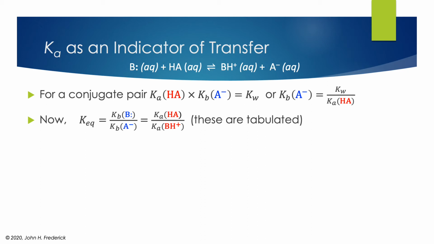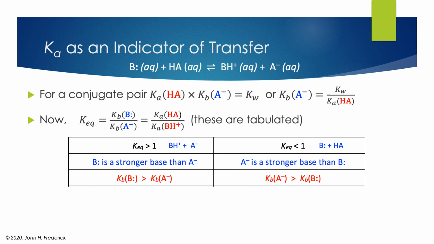But the great thing about this result is that now we have K equilibrium written in terms of two Ka values, and those Ka values are tabulated widely. So this is something we can actually look up. We could actually get a number for a lot of the Keqs involving proton transfer between different compounds. Now let's start to summarize this a little bit.